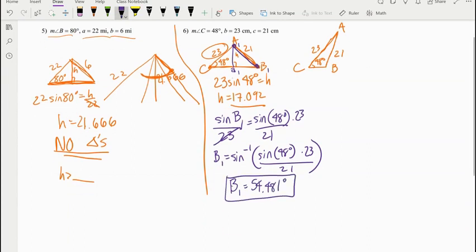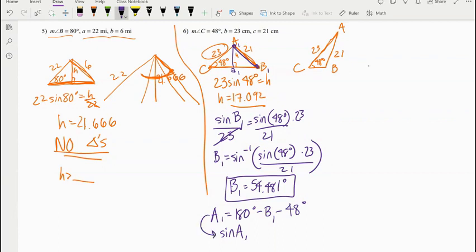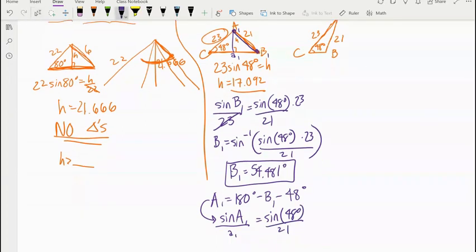I'm not going to finish this problem for you because I believe in you. You can do this yourself. A sub 1 is going to be 180 minus B sub 1 minus C. Sorry, I had that wrong. A sub 1 is equal to 180 minus B minus 48. And then to solve for side A, it's going to be sine of whatever this ends up being over A sub 1 is equal to sine of 48 over 21. Then you cross multiply and you can solve. So the rest of this you can do.